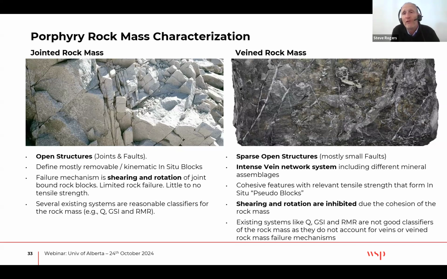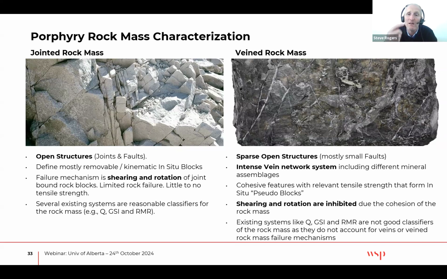But in porphyry deposits, where the picture on the top right is, one of the characteristics is they have very, very few open structures. They have some small faults, but really the primary discontinuity structure within them is a vein network of different vein minerals. So really we've got cohesive features that have got tensile strength, and they form in situ. You might call them incipient pseudo blocks. They're not yet blocks. They might be, but they're not currently. Shearing and rotation is inhibited because this is all glued together. It's not like the picture on the right.